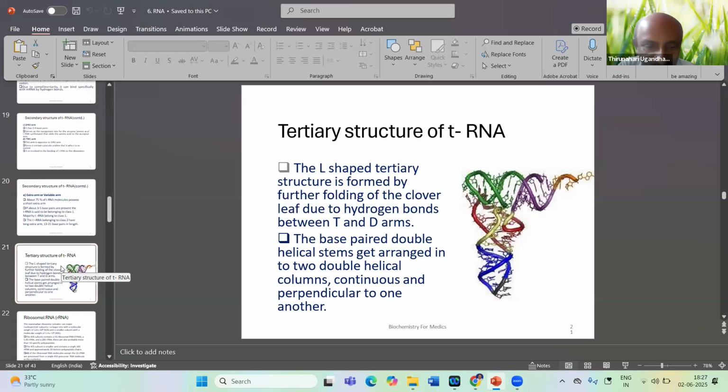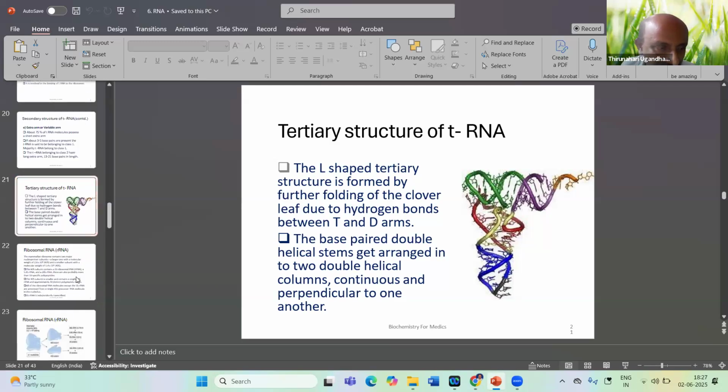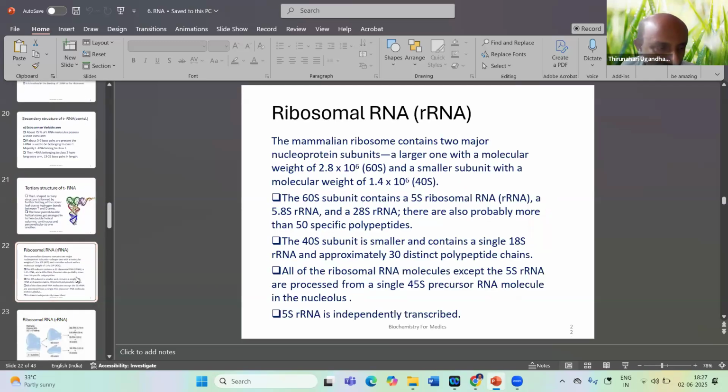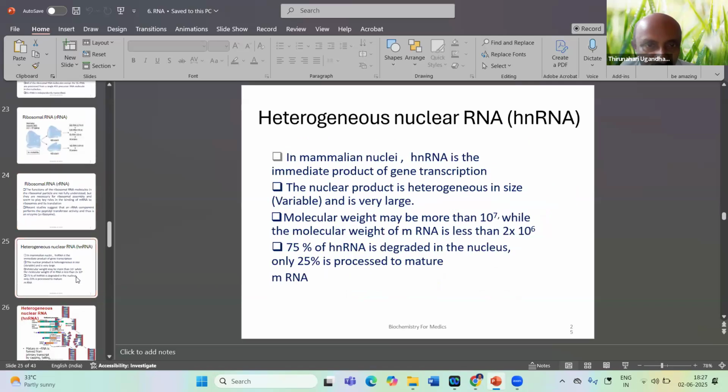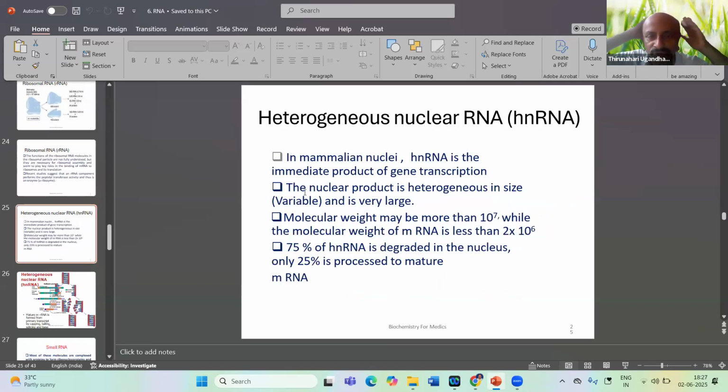So this is continuous and perpendicular to the other cells. Ribosomal RNA is also completed. Then here is also heterogeneous nuclear RNA. First the primary, secondary, tertiary. In the primary, secondary, tertiary there can be a conversion of one RNA to another RNA. But in the types rRNA, tRNA, mRNA.